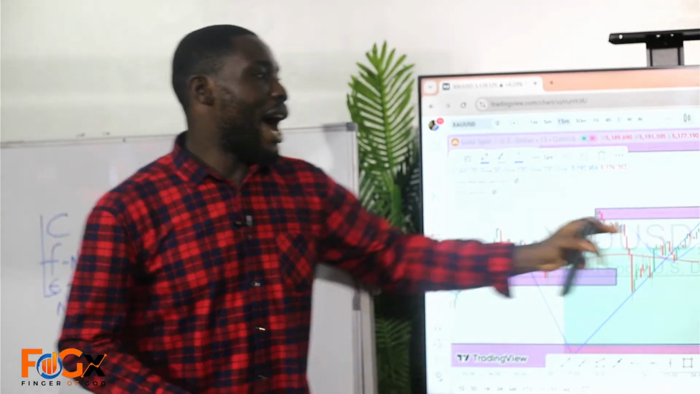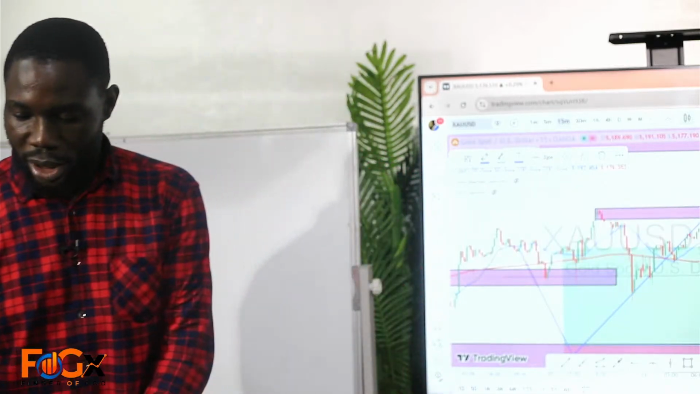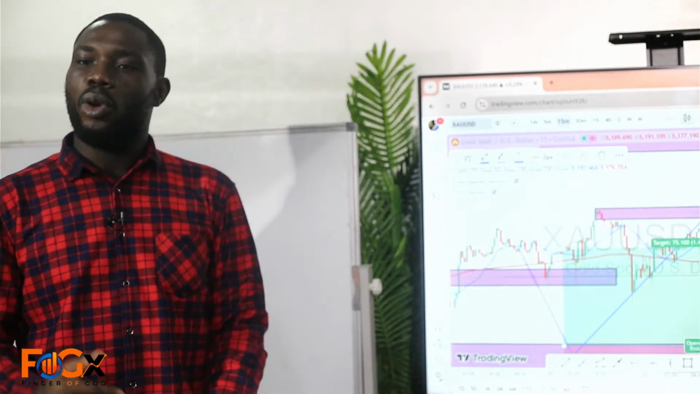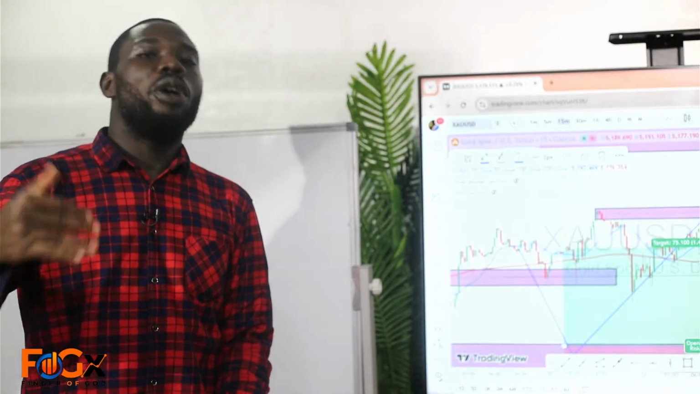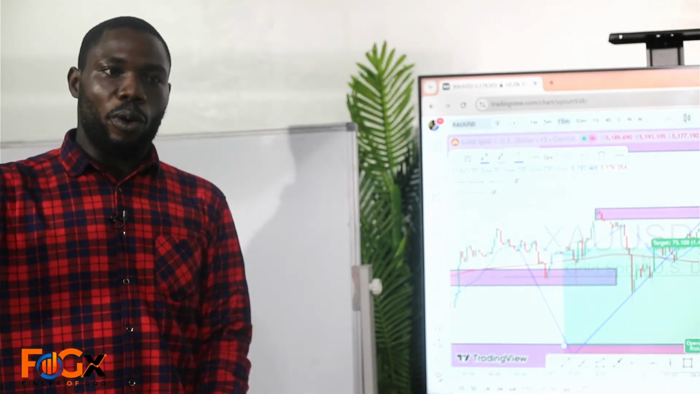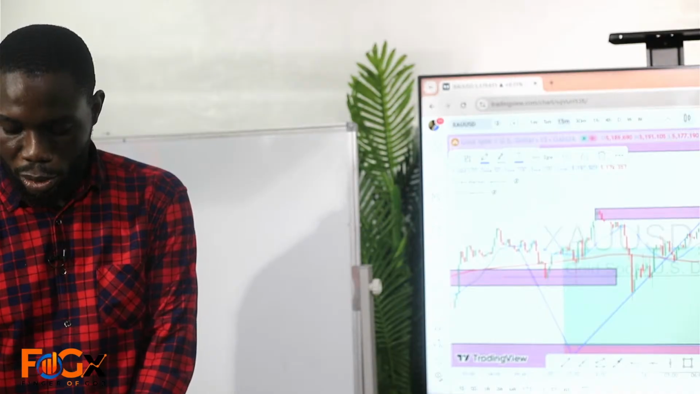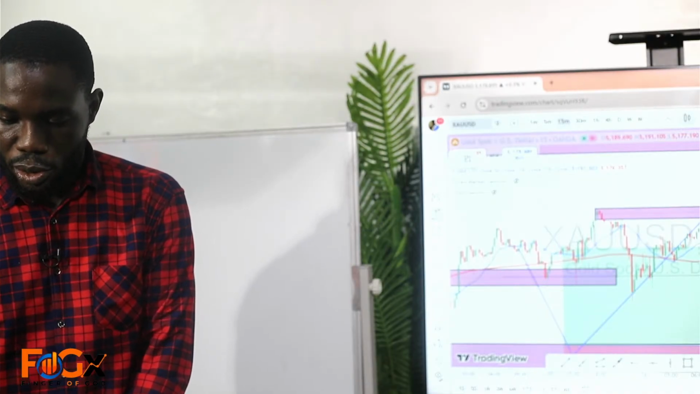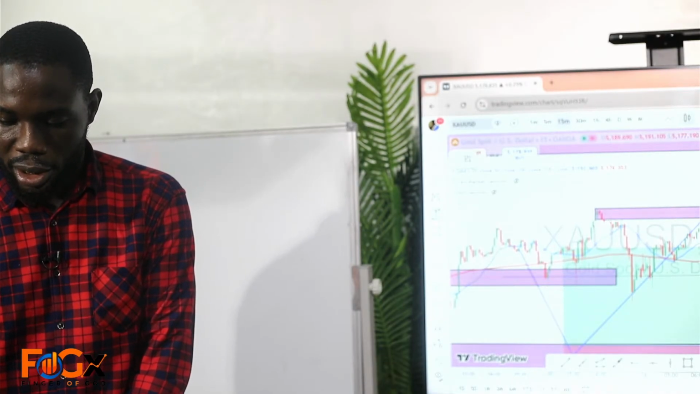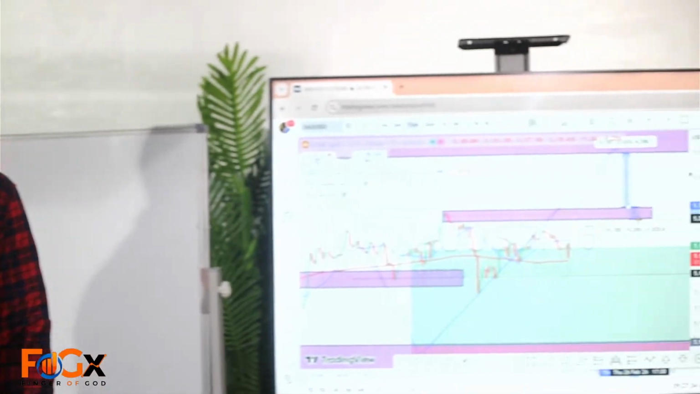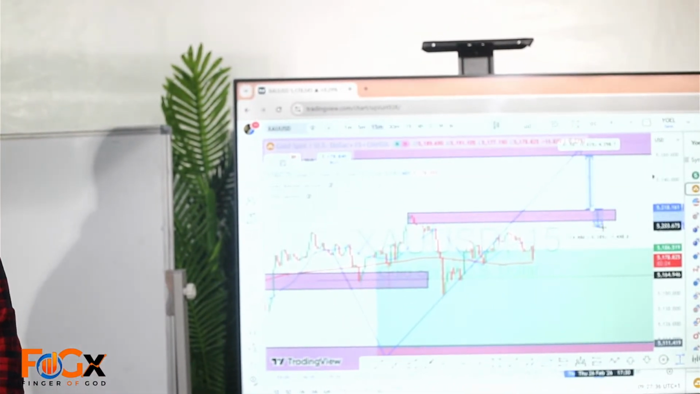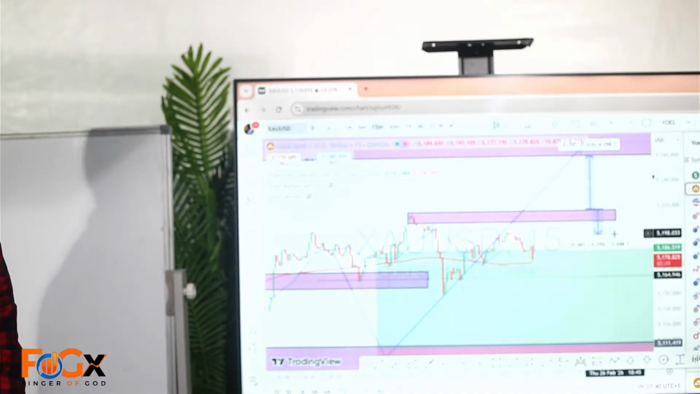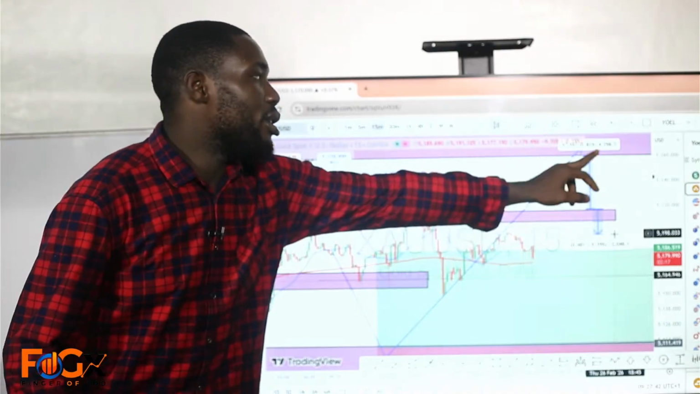So now, having this in mind, I can say, okay, my risk is going to be one. If I want it to be 1:4, that means my risk is going to be 1,000 ticks. So from here to here, this is 1,000. This is too small for gold. So let's give it 2,000. If it is 2,000, this is going to be our stop loss. This is going to be our TP.